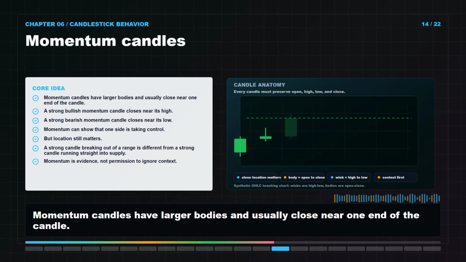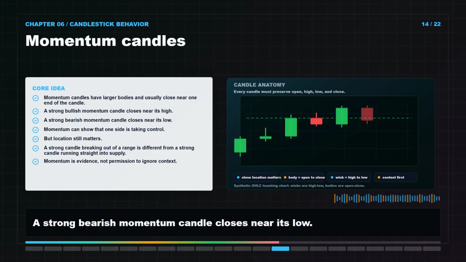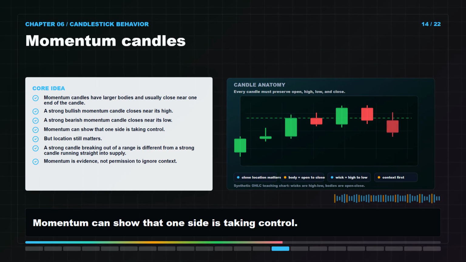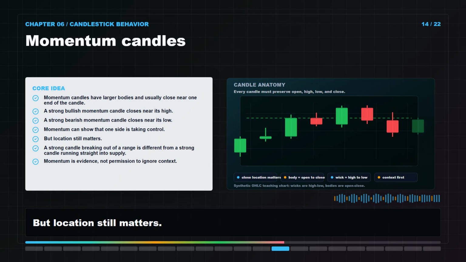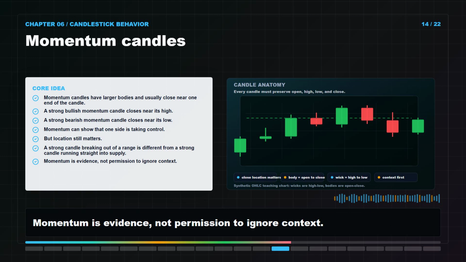Momentum candles have larger bodies and usually close near one end of the candle. A strong bullish momentum candle closes near its high. A strong bearish momentum candle closes near its low. Momentum can show that one side is taking control. But location still matters. A strong candle breaking out of a range is different from a strong candle running straight into supply. Momentum is evidence, not permission to ignore context.